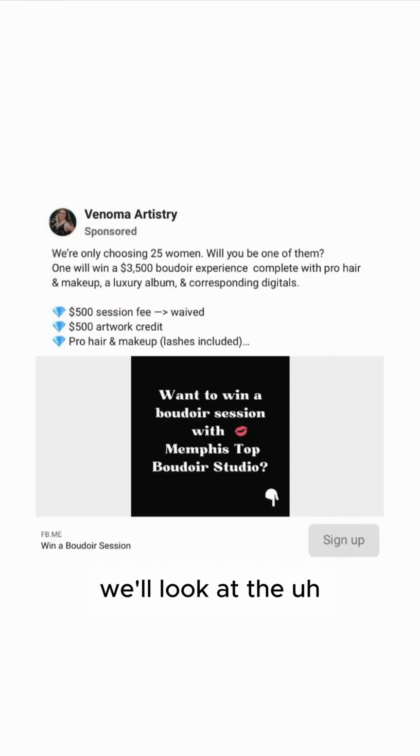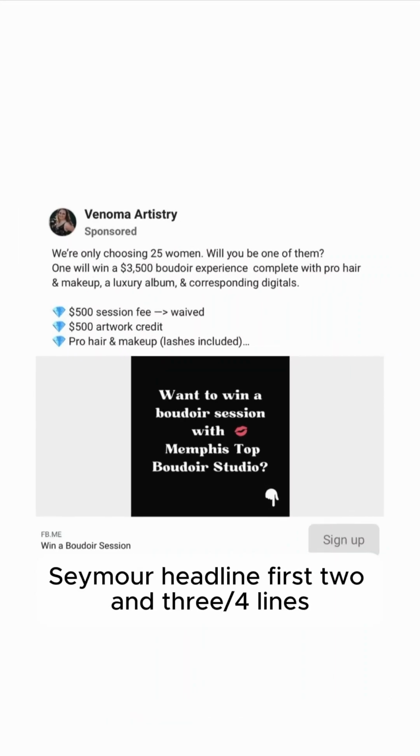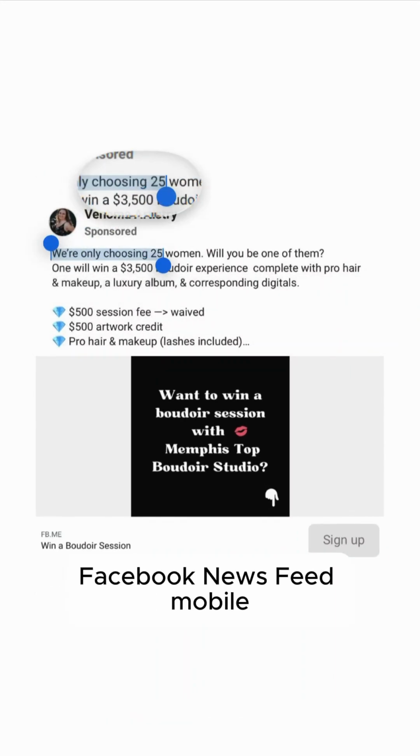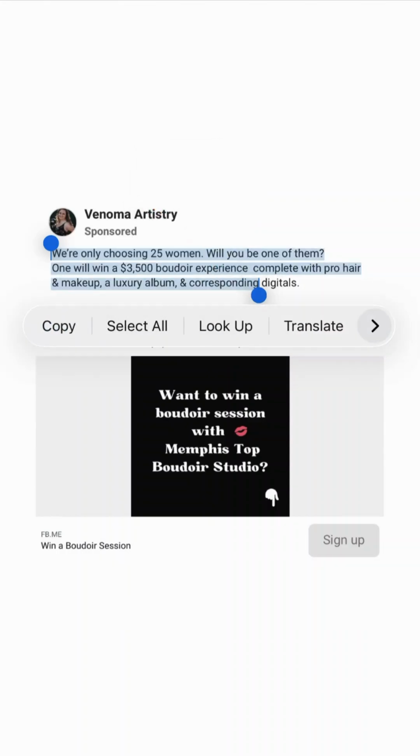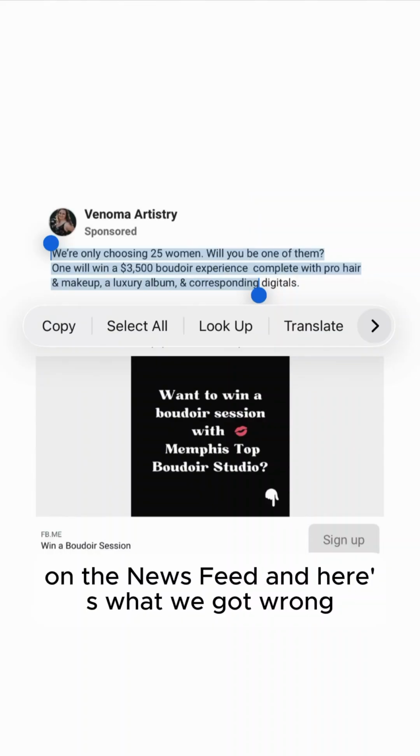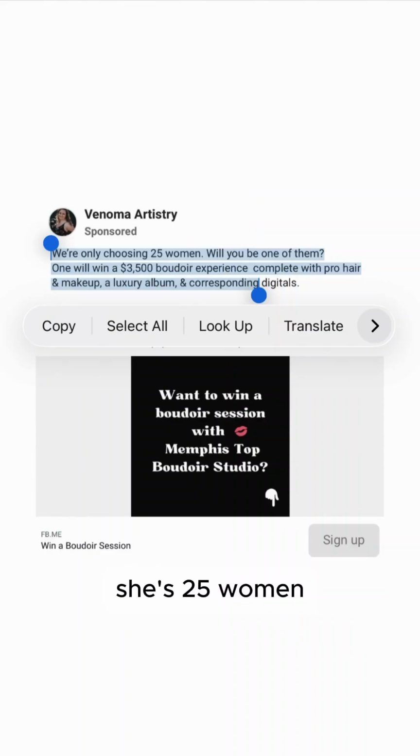Finally, we'll look at the see more headline. First 2 3/4 lines, Facebook newsfeed mobile. It's the only thing women are actually going to see on the newsfeed. And here's what we got. We're only choosing 25 women.